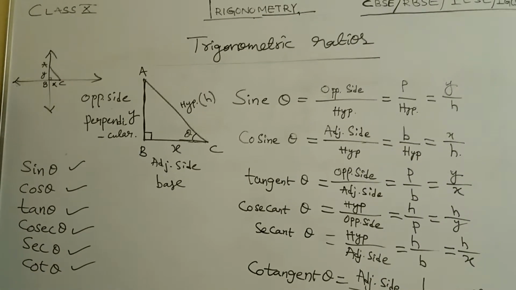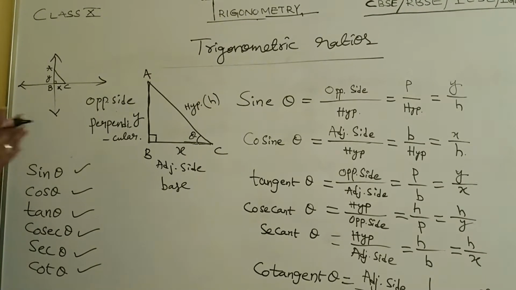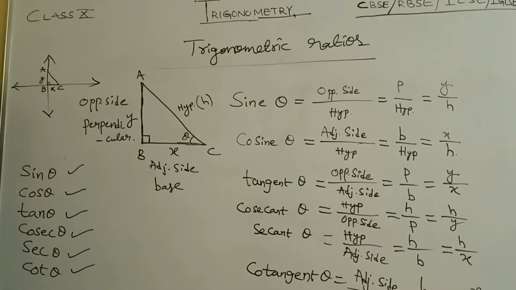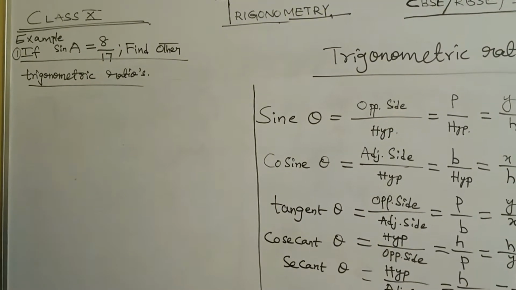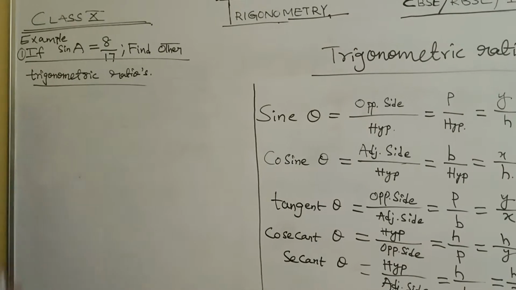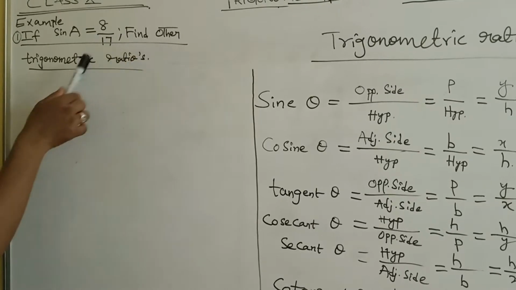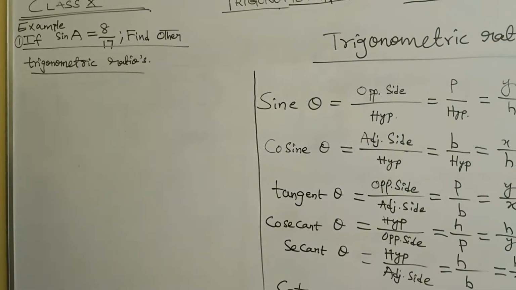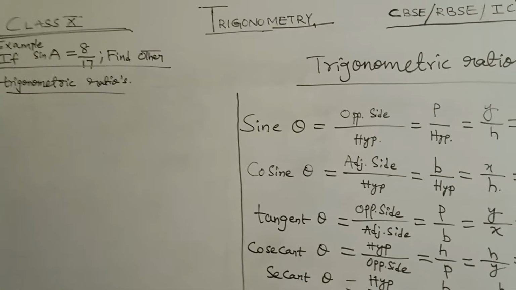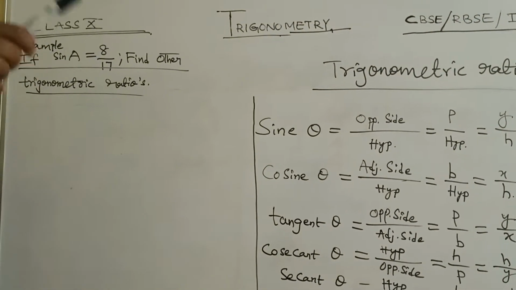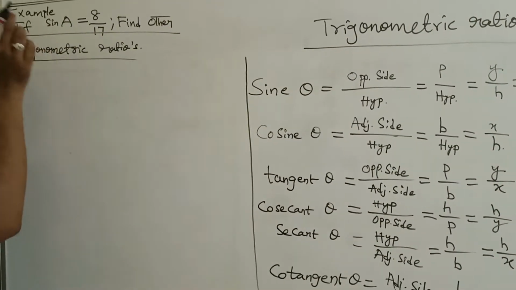Now one problem, so that you can understand which kind of questions they will ask in your examination about trigonometric ratios. You just check carefully now. This is one of the examples. If sine A is equal to 8 upon 17, find other trigonometric ratios. These kinds of questions are expected in your board examination about trigonometric ratios. This is for all boards: CBSE, RBSE, ICSE and IGCSE. So first, what do you know about sine A?